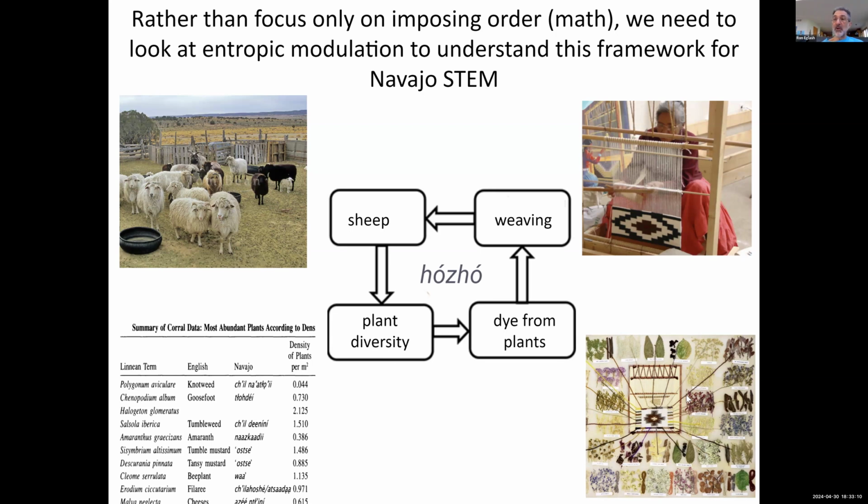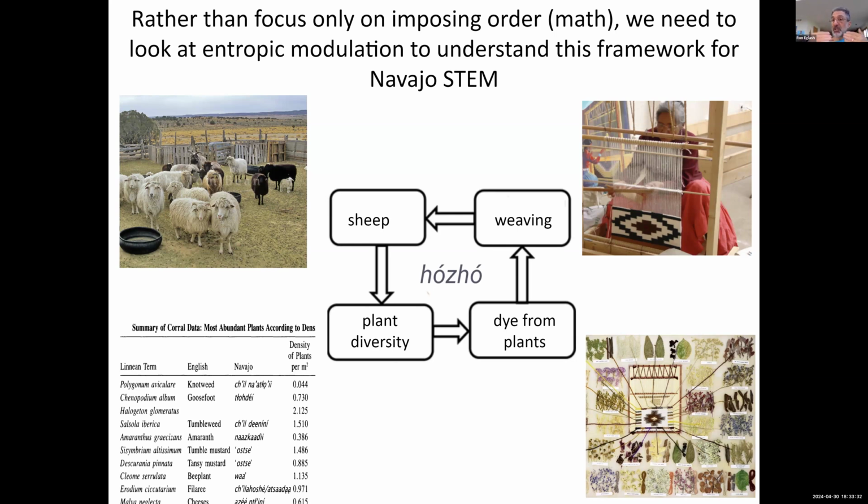So these Navajo women are taking those plants and producing dyes. And once you dye the wool, you can then create something that's very low entropy. So you move from the high entropy of biodiversity to the low entropy of the weave. You move back and forth between those, and the value circulates. It doesn't get extracted, right?